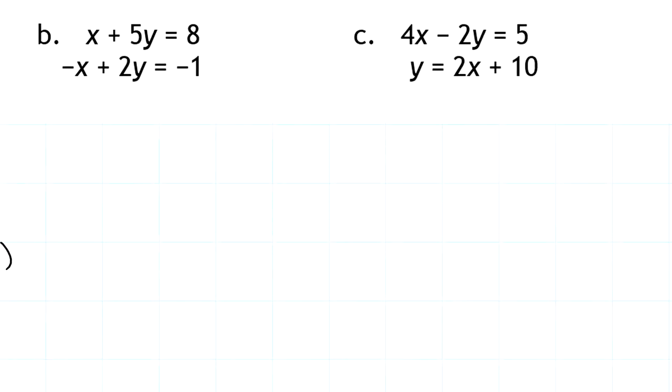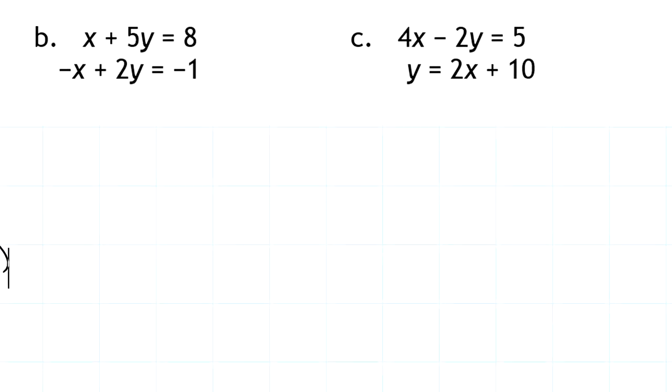Part B, another system here. This is a prime candidate for elimination, right? Because we can already see that our x terms, in the first equation, we've got a positive x, and in the next one we've got a negative x. And when I combine x plus negative x, that's 0. So let's go ahead and just do this elimination method.